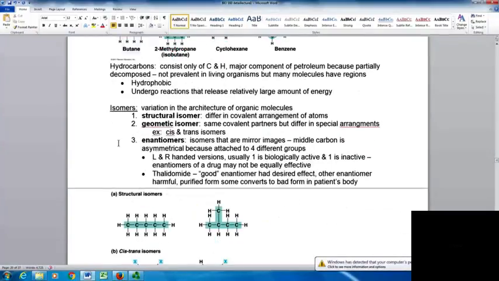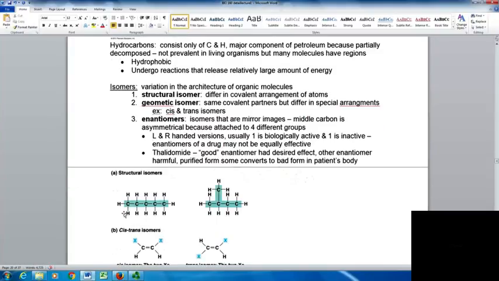So your isomers are the variations in the architecture of the organic molecules. We can have different types of isomers here. So the first is the structural isomer. These are going to differ in their covalent arrangements of the atoms. They have different neighbors. So if we look here, all 5 of these carbons are a ring in this format. Here they have different neighbors because one of them is off to the side. So here nobody has more than 2 carbon neighbors. This one actually has 3 carbon neighbors. So they're different in their covalent arrangements.